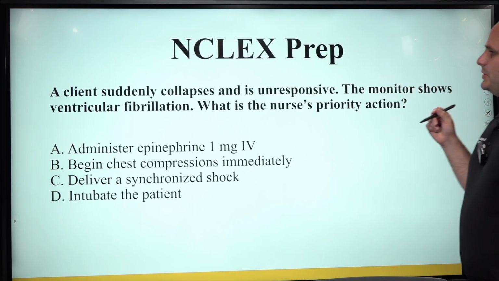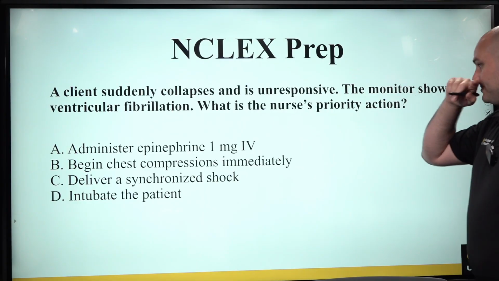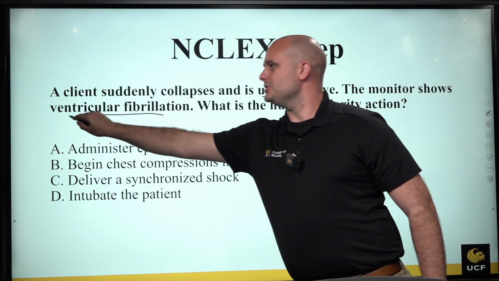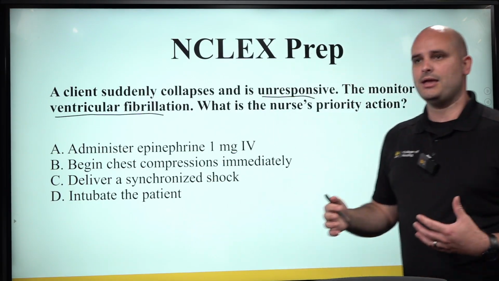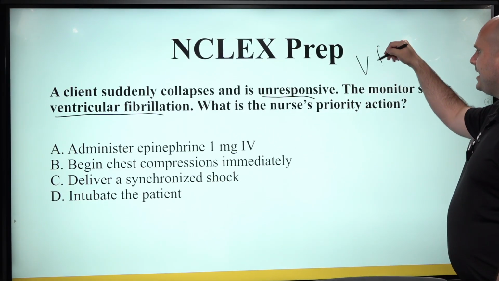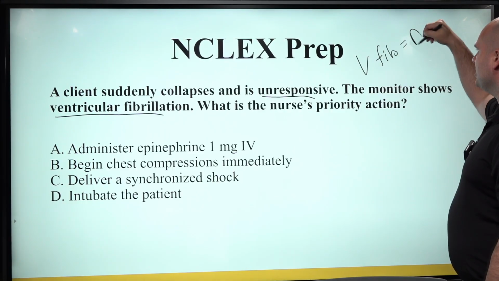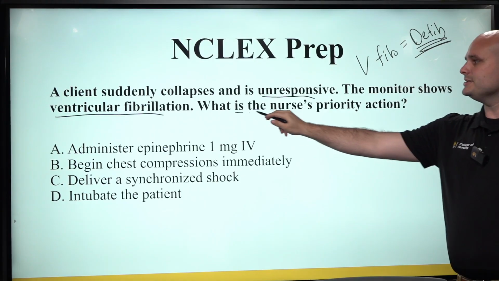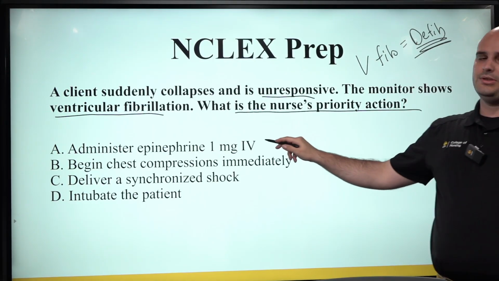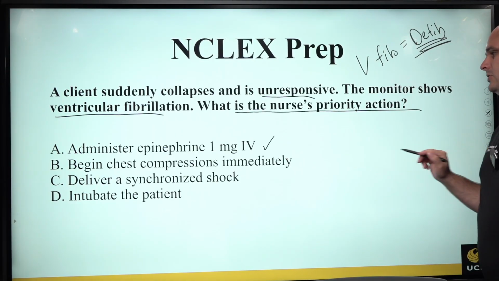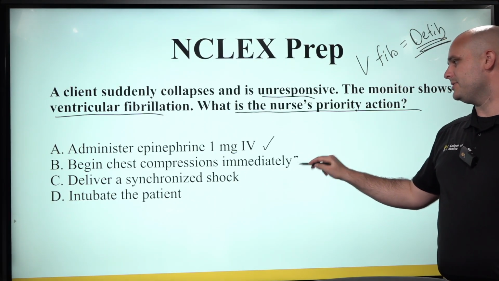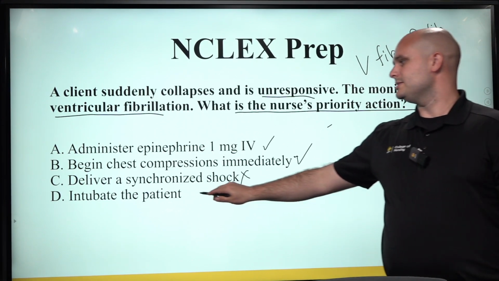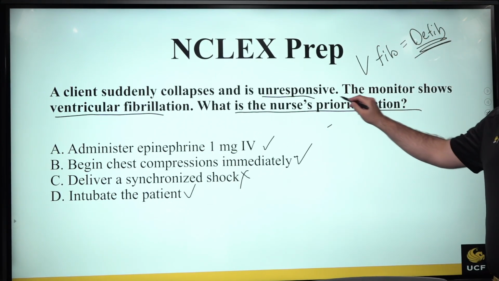So some NCLEX questions as we're looking at it. The client suddenly collapses unresponsive. The monitor shows VFib, which means they do not have a pulse. The priority action for VFib, marry these in your mind, VFib, DFib. What is the nurse's priority action? Will they get epi? Yes. Will they get compressions? Yes. Will they get a synchronized shock? No. Will they get intubated? Probably. What is your priority?